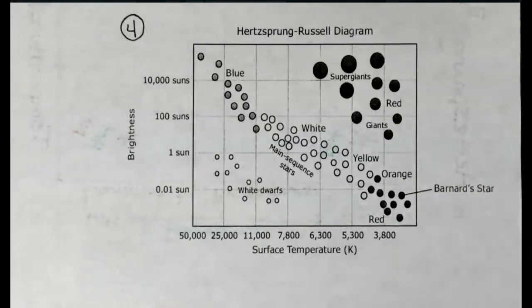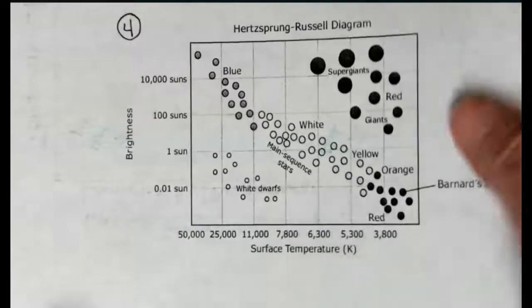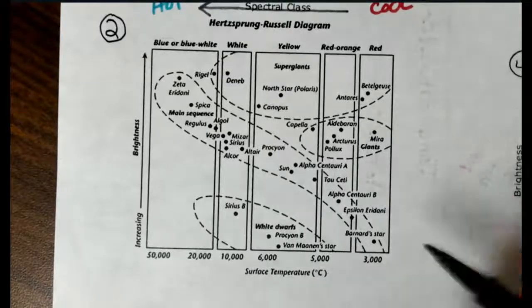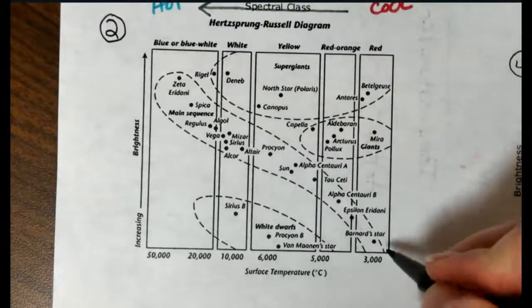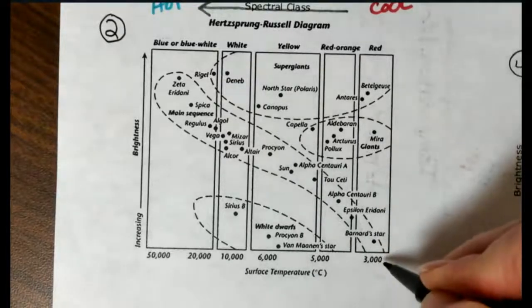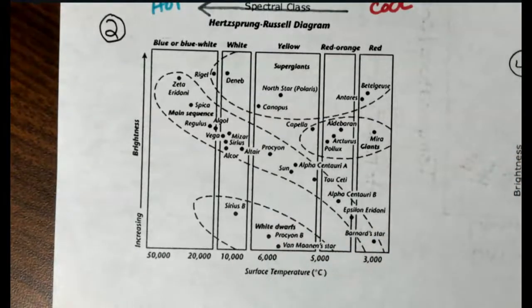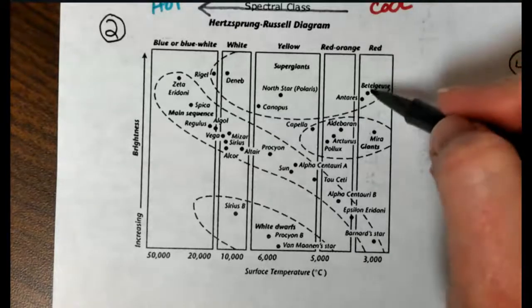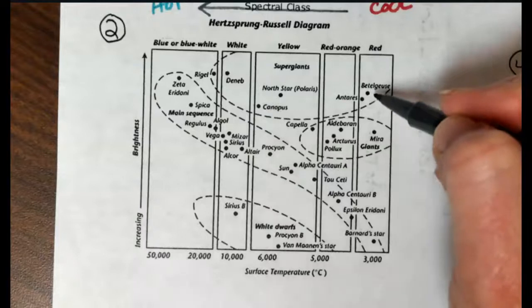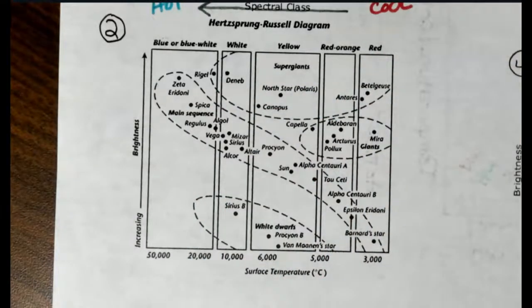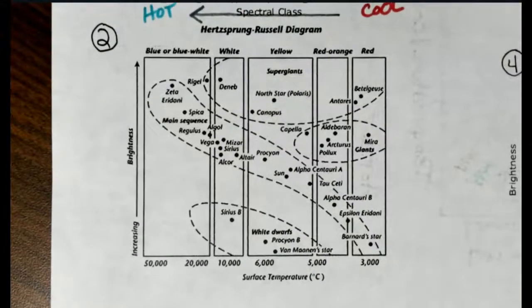So if I take a look at this diagram, I'm going to go back to this one. I know that Barnard's star is really cool because it's over here, and it's down here, so it's not very bright. By comparison, I know that Betelgeuse is also relatively cool, but it is much brighter because it's higher. So the HR diagram is really just reading a graph, and that's all you need to be able to do.